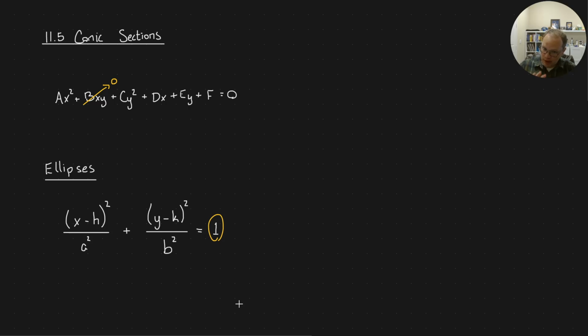Now, so far, I've only given you examples where the equation is already in standard form, but eventually we'll get to the point where we will need to set the equation in standard form first before we can graph it. The equations of these conic sections are easiest to graph when they are in standard form. Okay, so for an ellipse, that 1, very important.